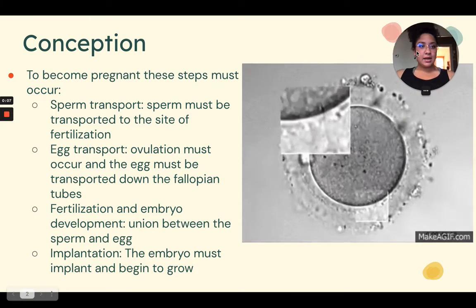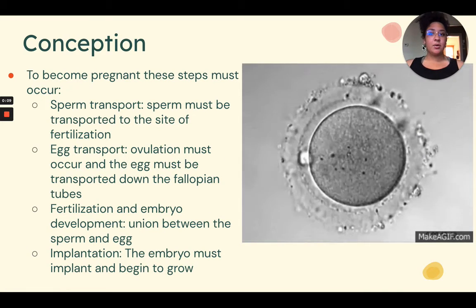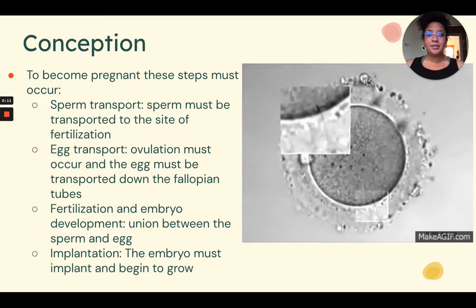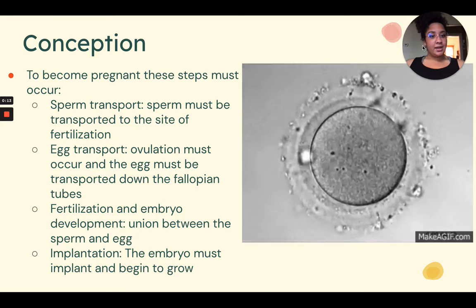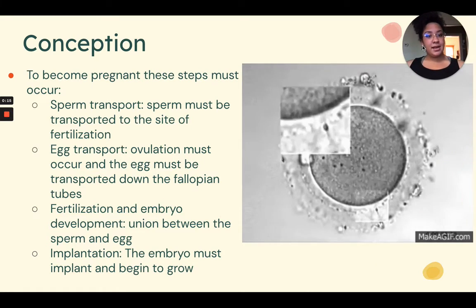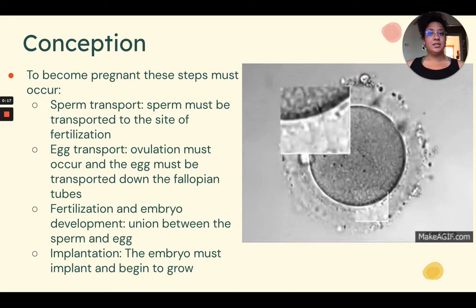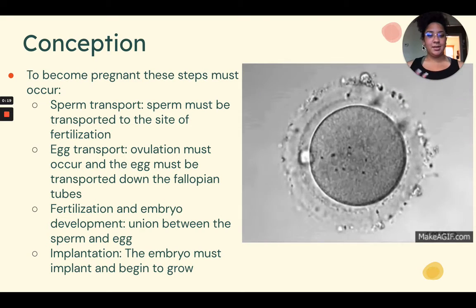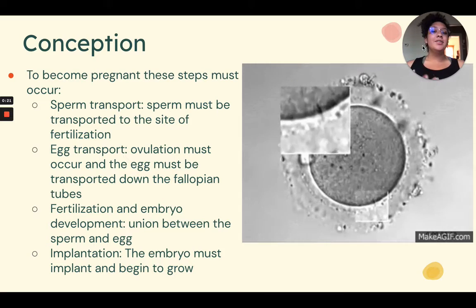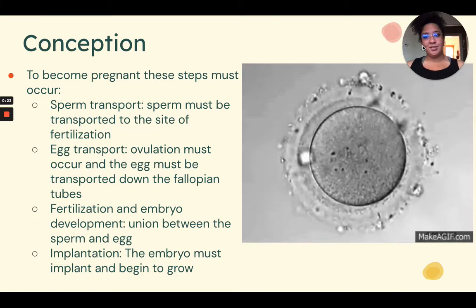So first, let's talk about conception. So what exactly is conception? That's when the sperm meets the egg and the egg becomes fertilized and becomes a zygote, okay? So once it becomes a zygote, that is when conception happens, okay? And to have this happen, these steps must occur.